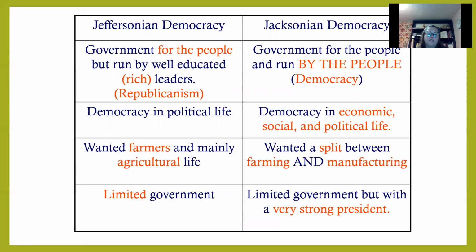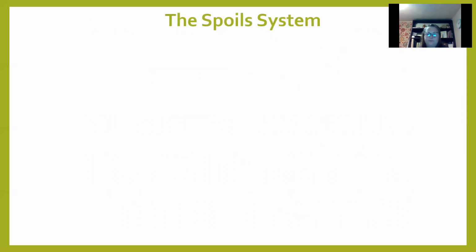Okay, Jeffersonian democracy wanted farmers and mainly agricultural life, which is ironic because it's being run by the educated elite, which doesn't match that at all. Jacksonian democracy wanted a split between farming and manufacturing, which, as we know, is what ends up happening. Jeffersonian wanted very limited government, and Jacksonian wanted limited government, but with a very strong president.